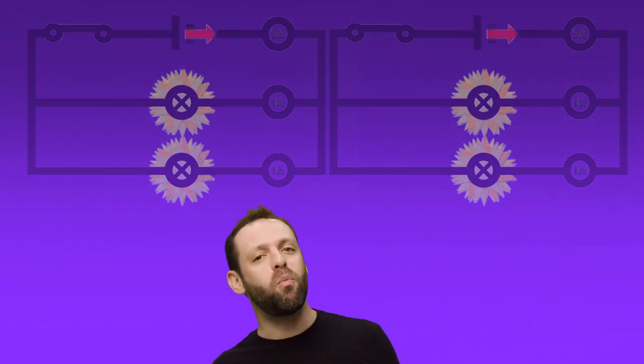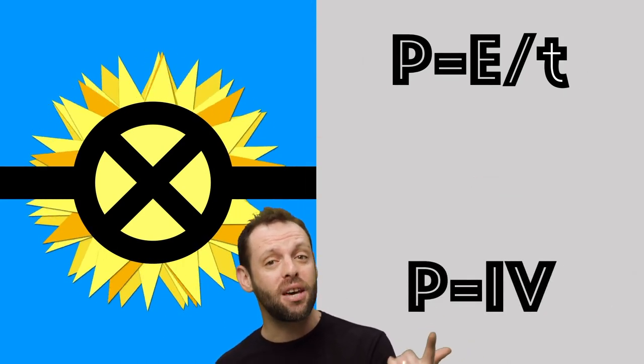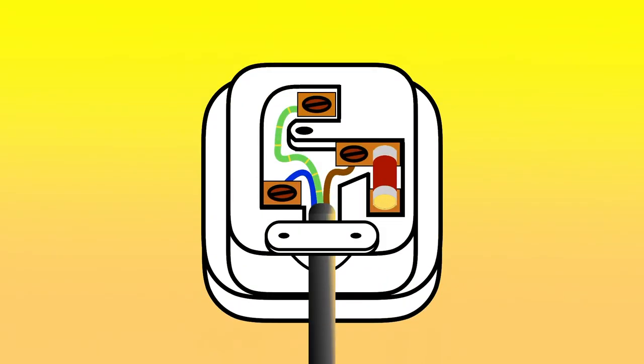The rate that we transfer the energy, E over T, is power, P. It also equals I times V. And what about safety? When I get too lively, earth me, insulate my wires, use a fuse to stop me.